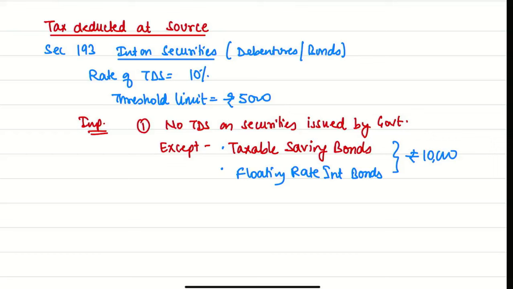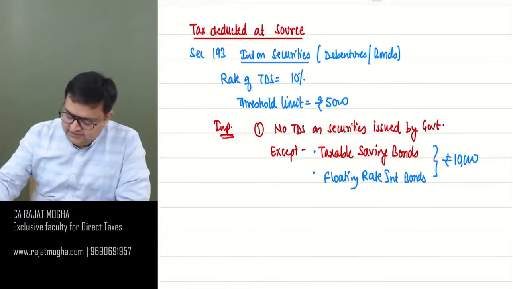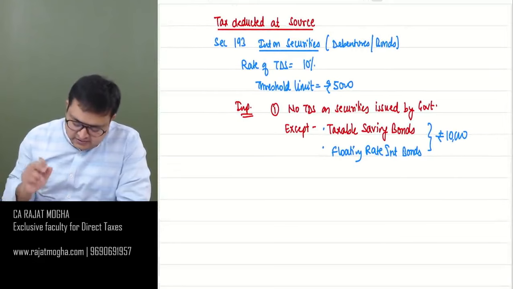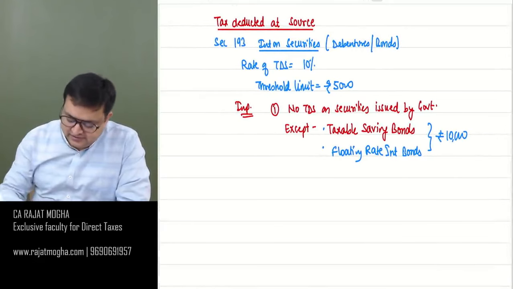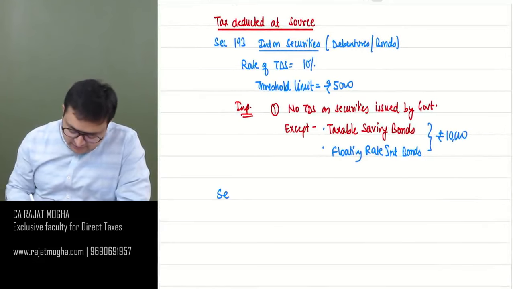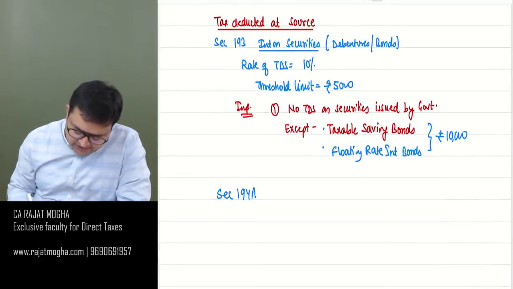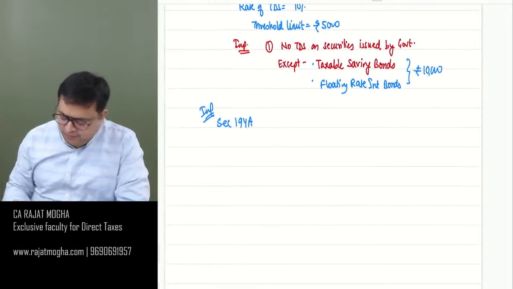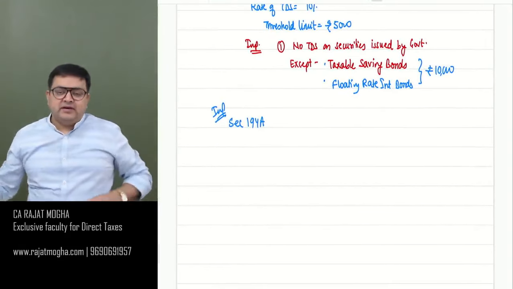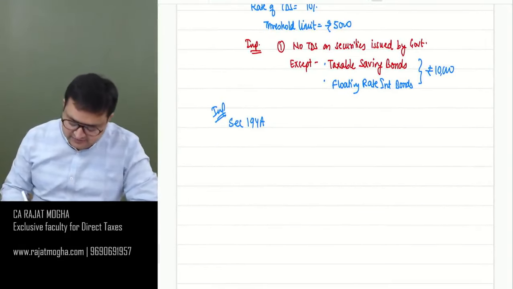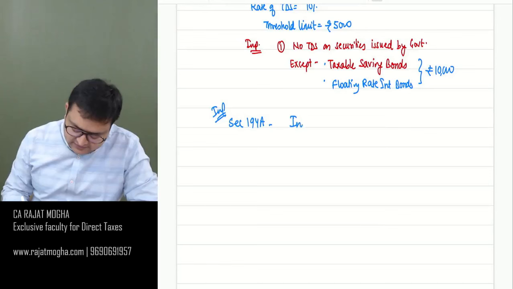Now, there is an important section also related to interest. That is section 194A, and this section is more important. This is TDS on interest other than securities.